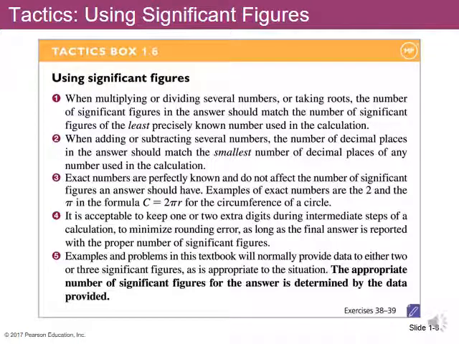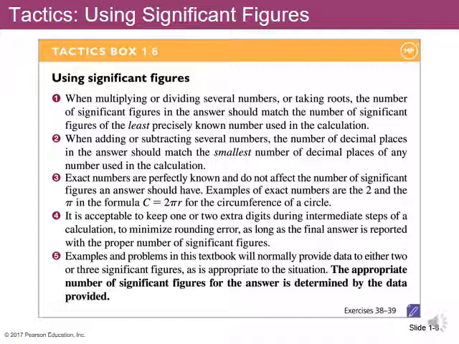Importantly, exact numbers do not affect the number of significant figures. So for example, if you're multiplying something by 2 or you're multiplying something by 4, you wouldn't default to one significant figure. Those exact numbers that you're multiplying by don't affect the number of significant figures, only the measurement values that you put in.